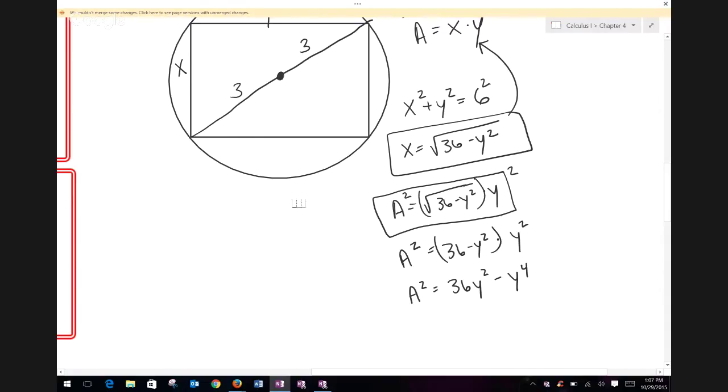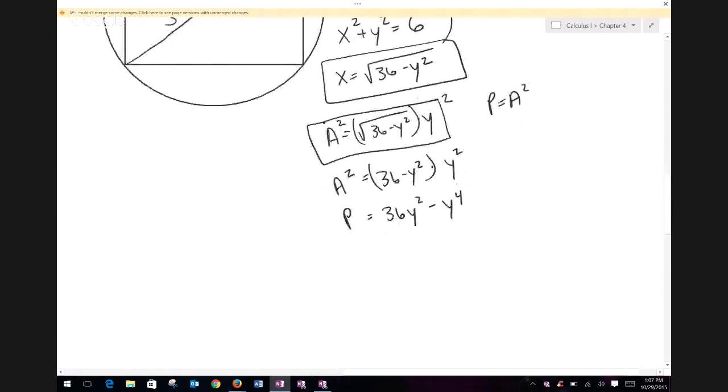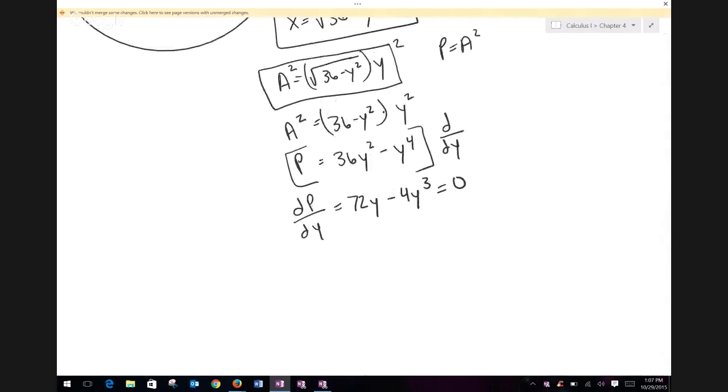So instead of area squared, I'm just going to call that P, where P is A squared. Now I'm going to maximize this P function. I'm going to take the derivative with respect to y. I get dP/dy equals 36 times 2, which is 72y, minus 4y cubed. And I want to set that equal to 0. So I factor out a y, and I get 72 minus 4y squared equals 0.